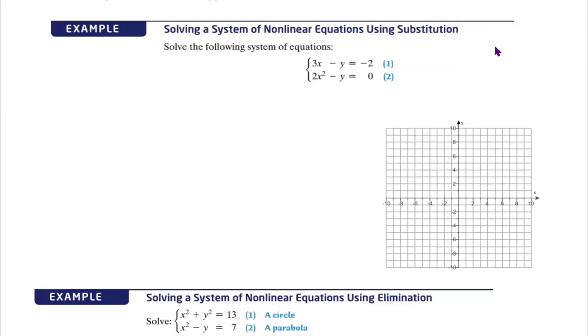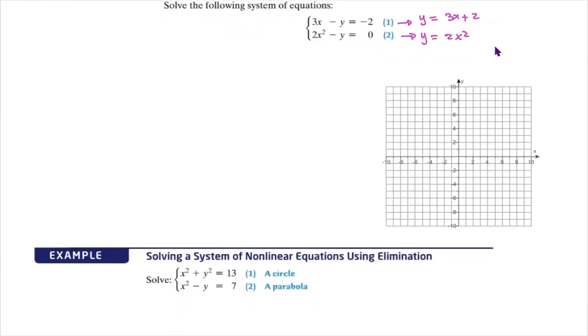So let's start with this example where you have to solve these two equations. The first one is kind of linear, but the second one is not. And if one equation is not linear, the system is automatically nonlinear. So this is a nonlinear system. But the first one, if you write it in slope-intercept form, is a line: y equals 3x plus 2. And then this one is a parabola, right? y equals 2x squared. So you have this parabola and you have this line.